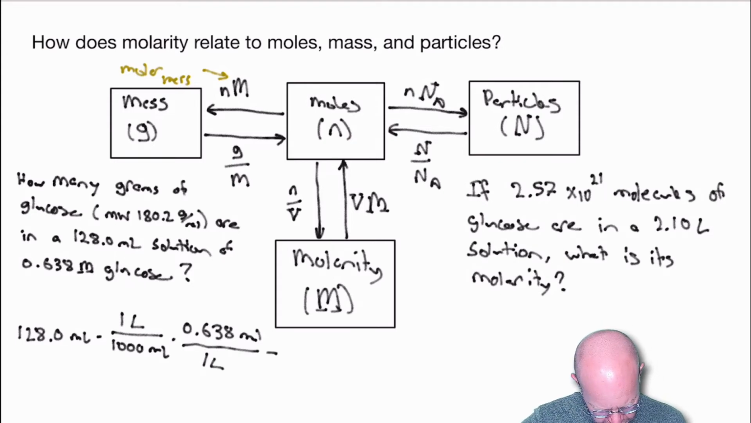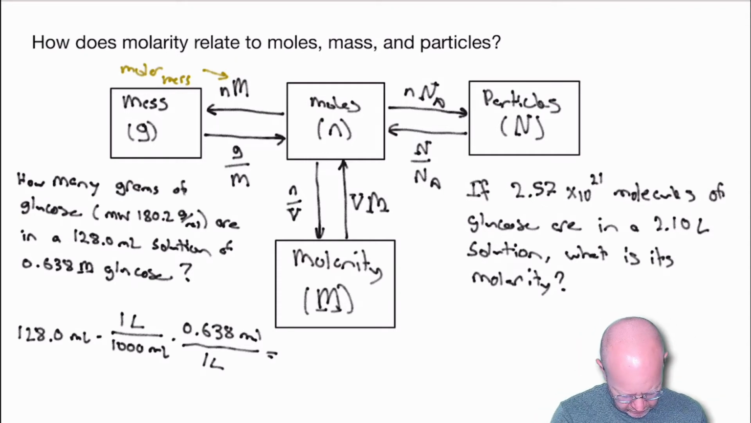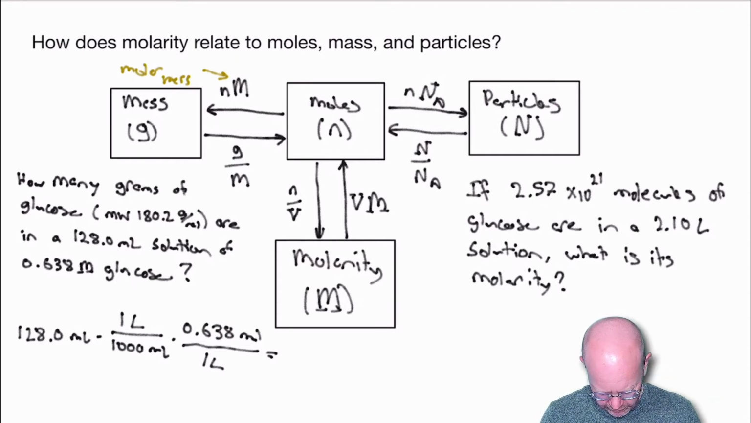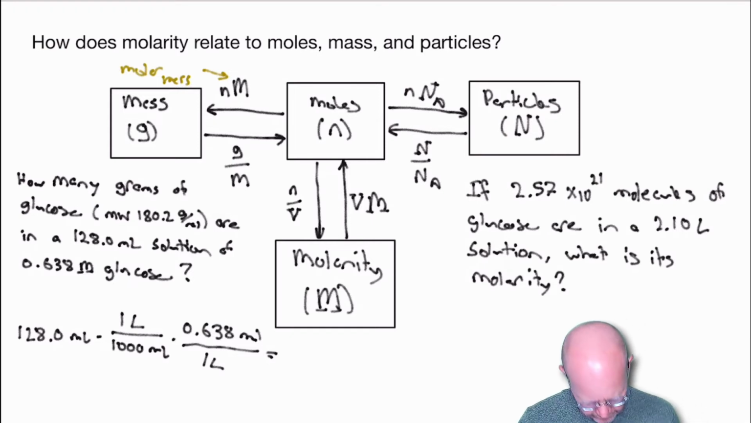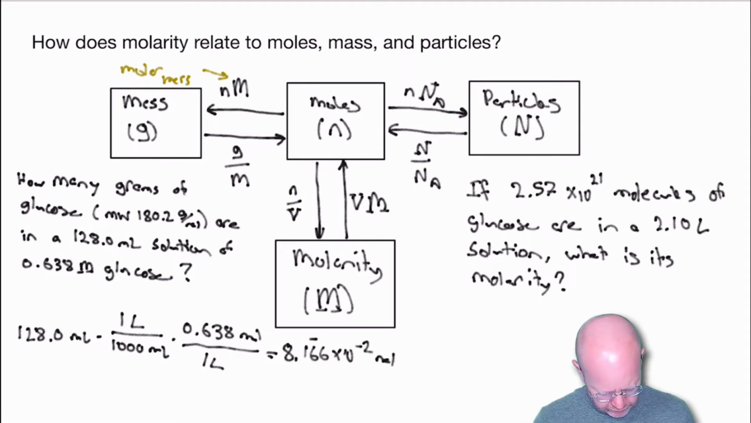And so notice the units all here cancel, so I'll just sort of show you. The milliliters cancel with the milliliters, the liters cancel with the liters, and we're left over with moles. And I'm not going to write the word glucose because we're just dealing with glucose here. So I'm going to take 128 divided by 1,000 times 0.638. And so what I get in terms of the number of moles is 8.166. We have 3 sig figs here, times 10 to the minus 2 moles of glucose in that solution.